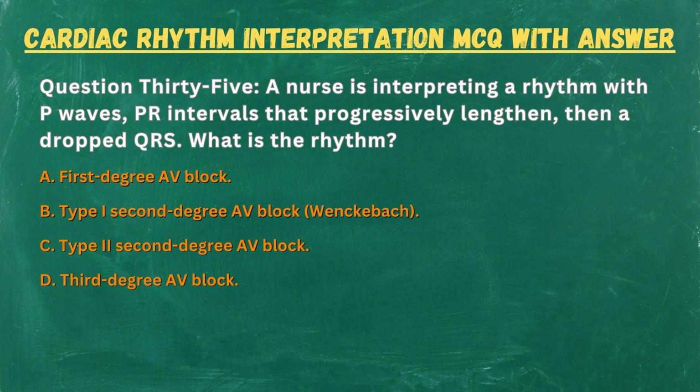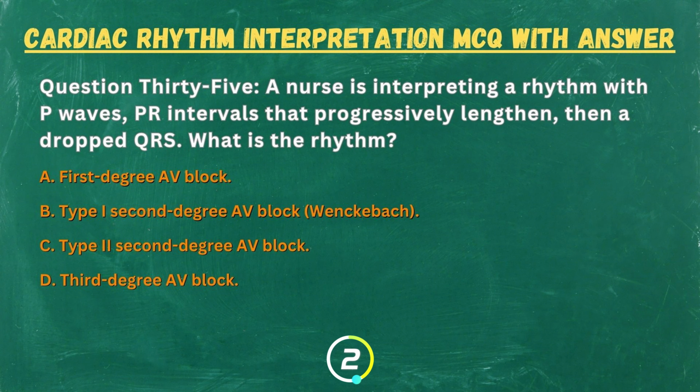Question 35. A nurse is interpreting a rhythm with P waves, PR intervals that progressively lengthen, then a dropped QRS. What is the rhythm? A. First-degree AV block. B. Type 1 second-degree AV block, Wenckebach. C. Type 2 second-degree AV block. D. Third-degree AV block. Answer: B. Type 1 second-degree AV block, Wenckebach.